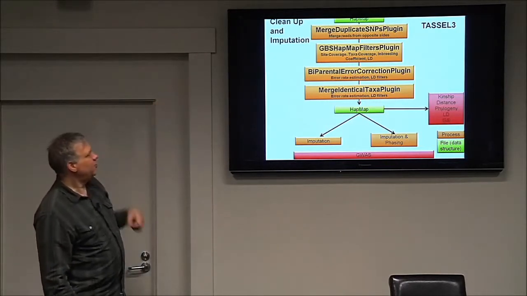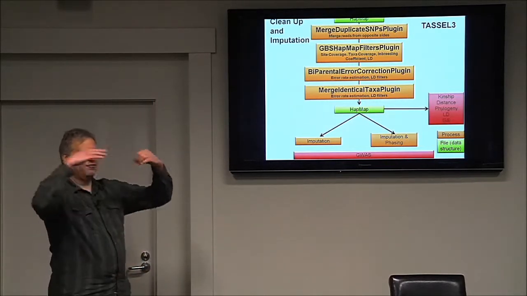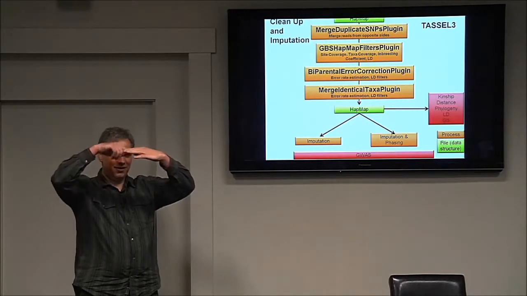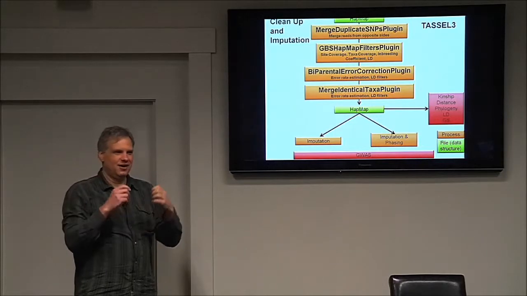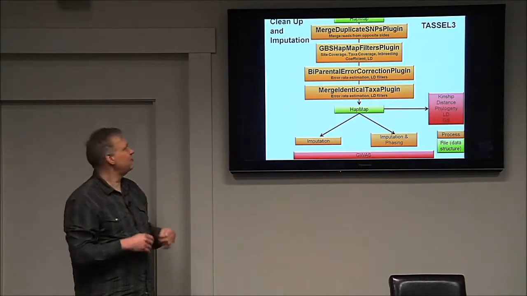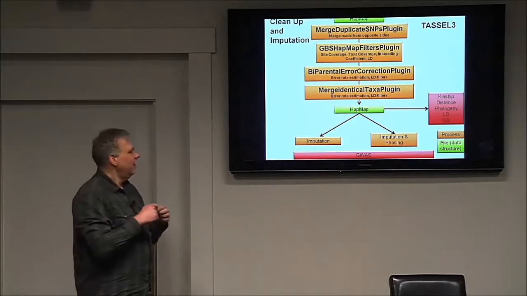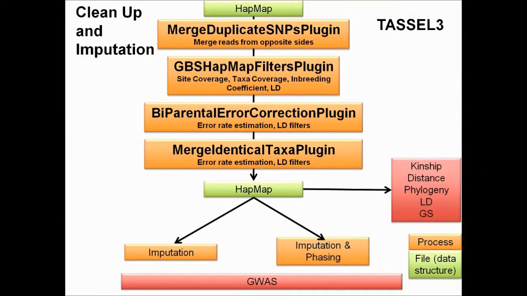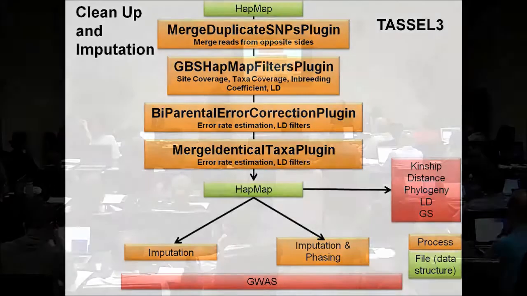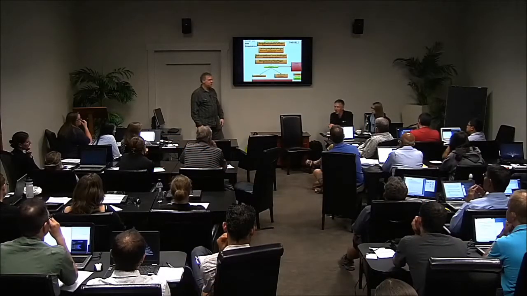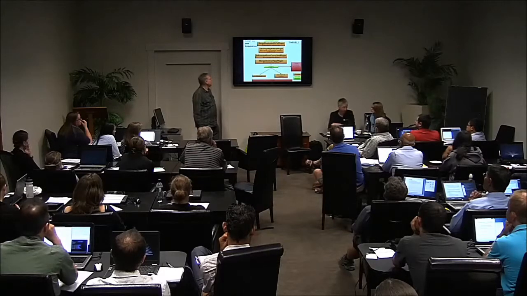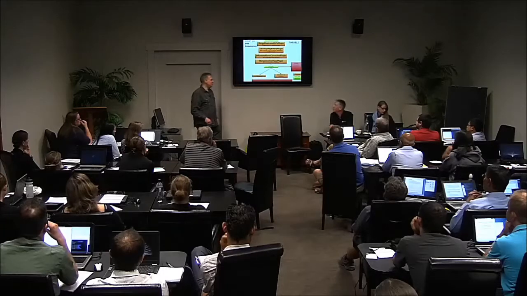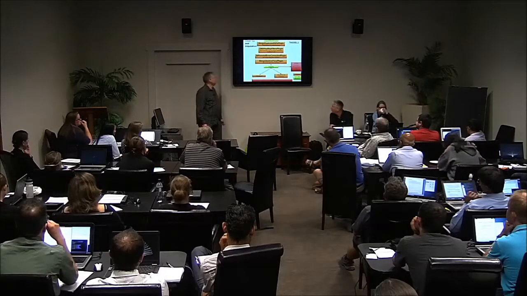So the top one, merge duplicate SNPs. That's when you have 2 tag loci on the ends of a short fragment, and they overlap in the middle, and they call the same SNP twice. Initially we'd get 2 different SNPs for that in the HapMap file, and then this plugin will merge those. So it looks like there's 2 entries with the same position. The merge duplicate SNPs plugin will merge those, and that's good, that gives higher coverage for those and more data.